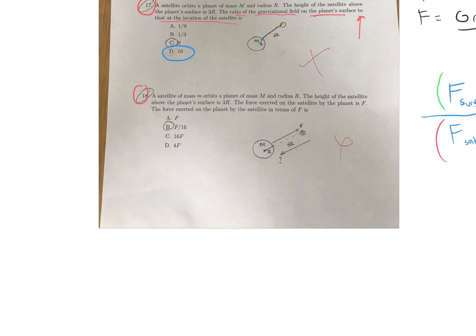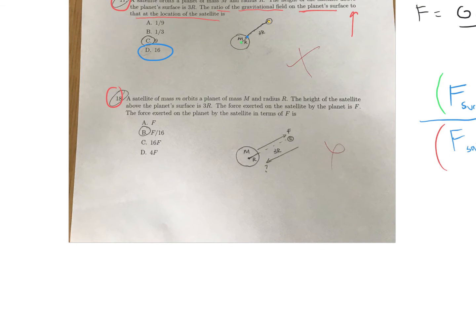All right, looking at this other thing. Satellite of mass m orbits a planet of mass big M and radius r. The height of the satellite above the planet's surface, 3r. Force exerted on the satellite by the planet is F. Force exerted on the planet. My view with this problem is that the force is going to be the same.